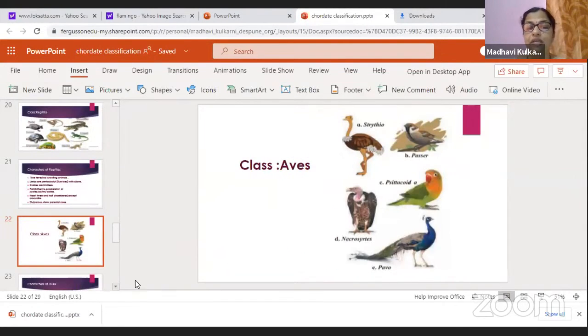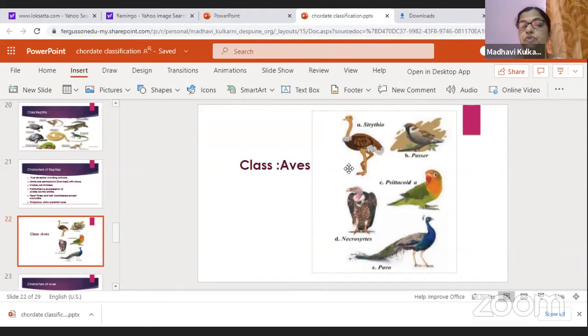Next is the class Aves. So class Aves, or commonly called birds, number of birds are present in your surrounding. These are a few birds. This diagram is from the textbook.